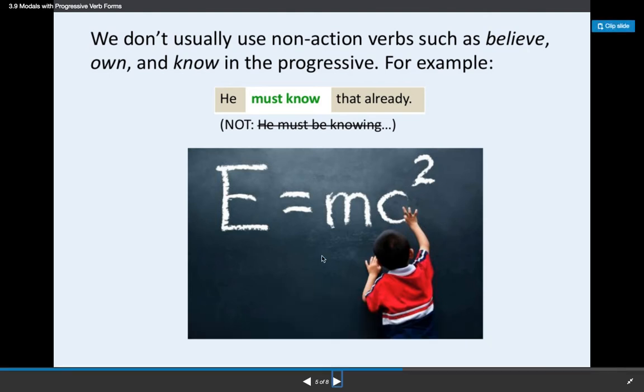And remember, don't use progressive with non-action verbs like believe, own, know. So he must know that already. You would never say he must be knowing that.